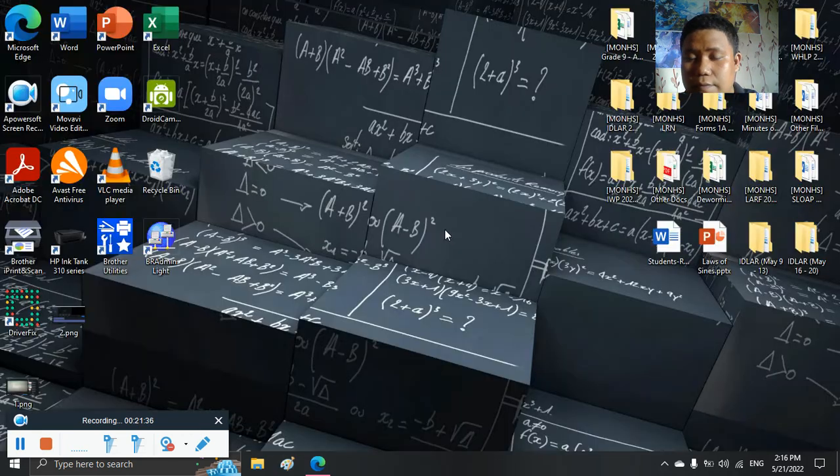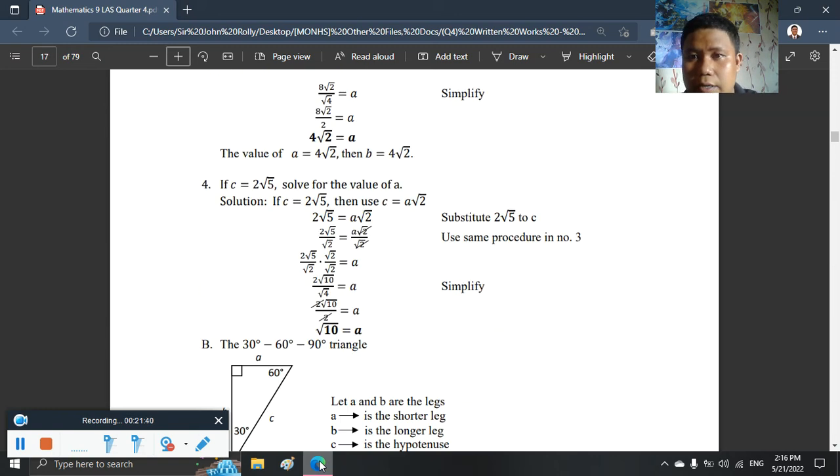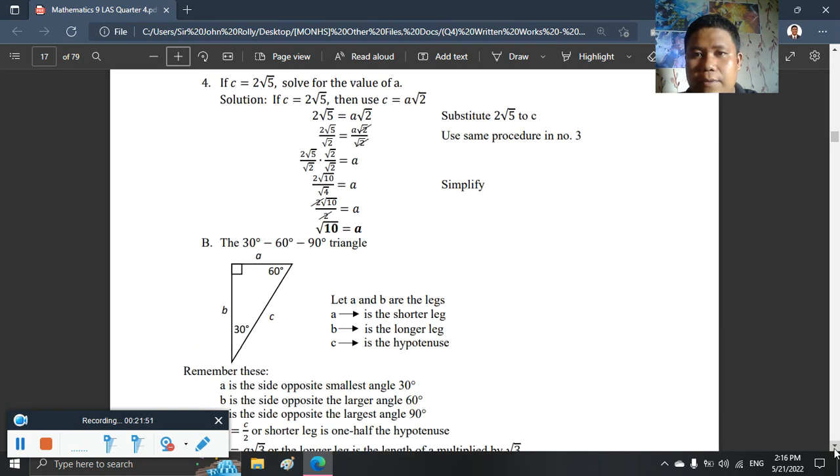Okay, don't save. Sige, we are done with number 3. Diba? Parehas. Answer, diba? Sa solution. Naghimo taog line solution. Sige, let's have number 4. If C is equals to the square root of 5, solve for the value of A. So, kung ang C is 2 the square root of 5, solve for the value of A. So, pareha gyapon ang process sa number 3.